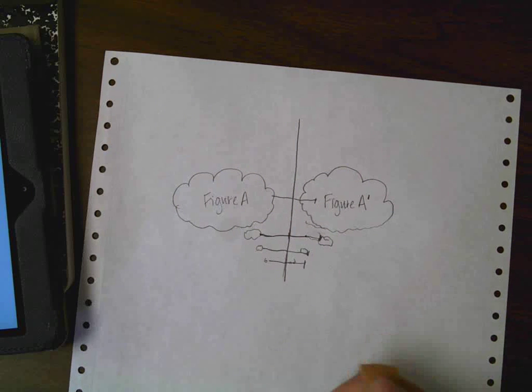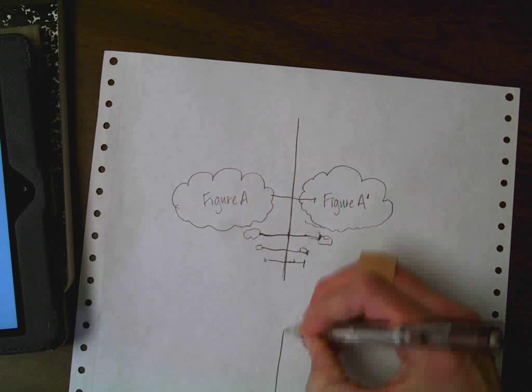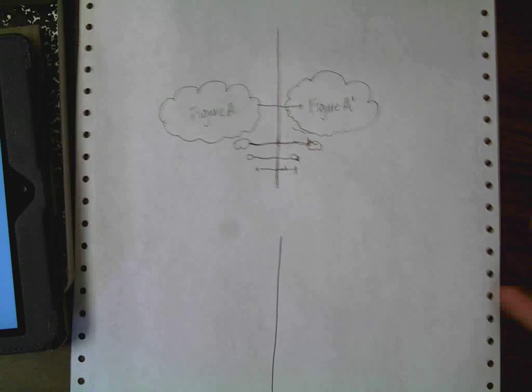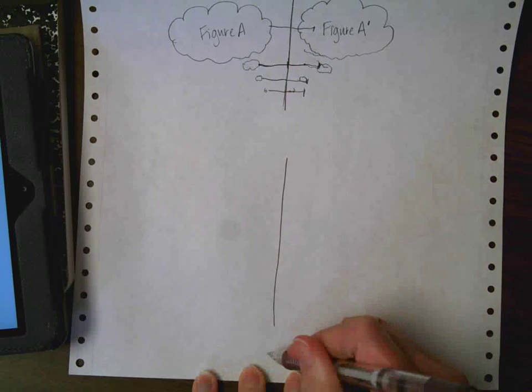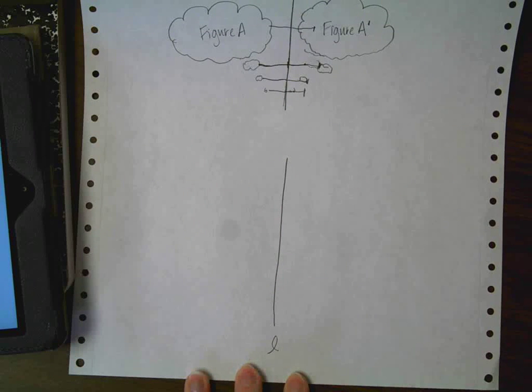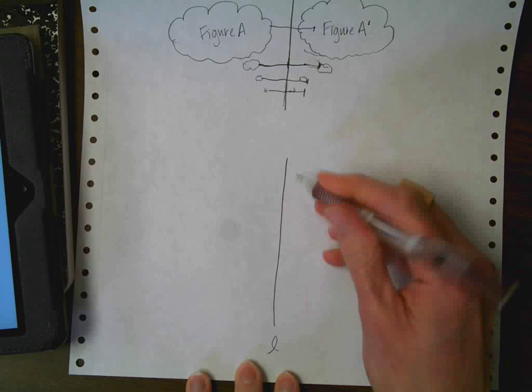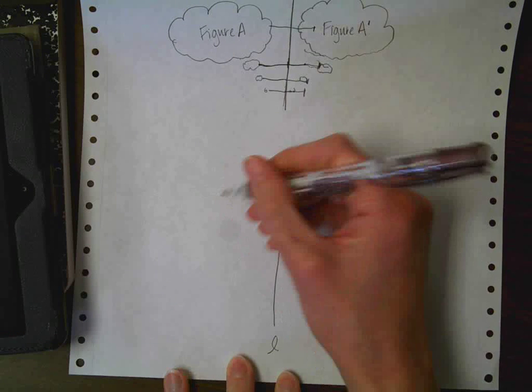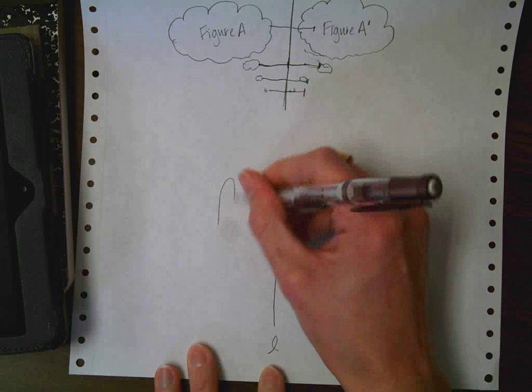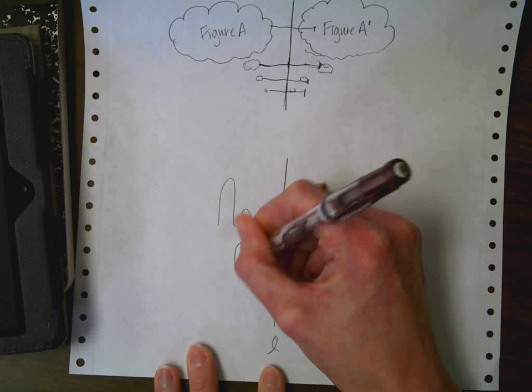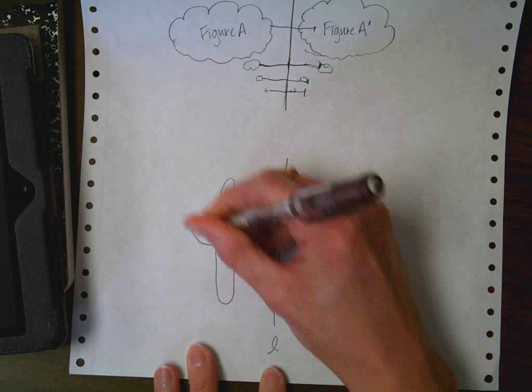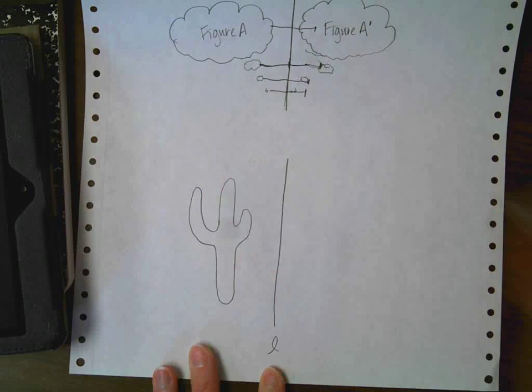Okay, so let me show you what would happen if we actually use the transparency. So you're going to draw your line of reflection, and when we have a line of reflection, it usually has an L or some kind of letter letting the mathematician know this is a line of reflection. So let's try it again. What if I drew a cactus this time so that you can see what I'm talking about? So here's our cactus, yeah?